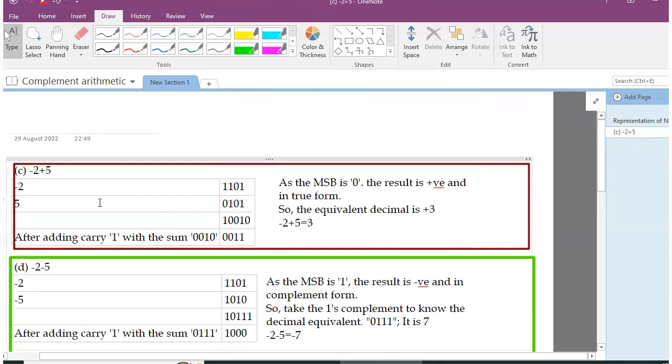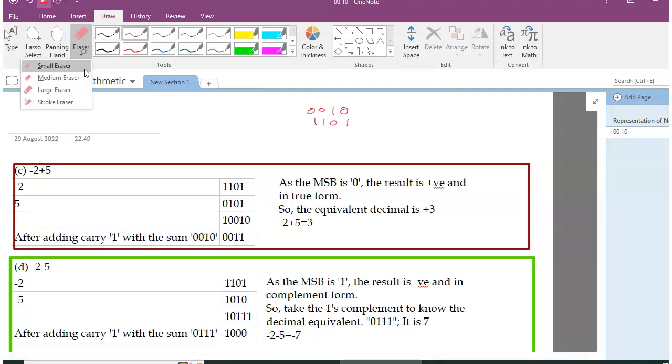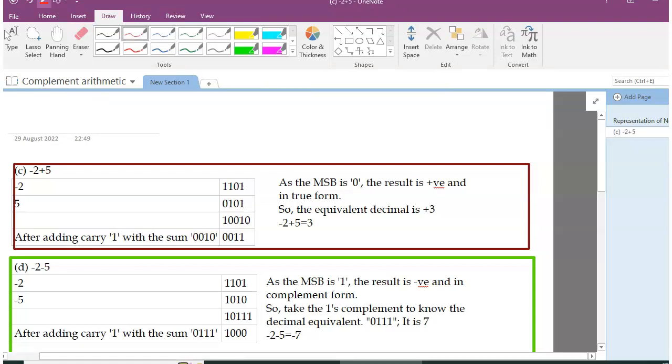Now let's see the third problem. Minus 2 plus 5. Minus 2 is 1101. What is 2? 2 is 0010. So minus 2 is 1101. That one is written here. And plus 5 is 0101. If we add this one, 1 plus 1 is 10. So 0 is available here. 1 is coming here. 1 plus 0 is 1. And 1 plus 1 is 0 again. And 1 is coming to the fourth bit. 1 plus 1 is 10. That 10 is given.